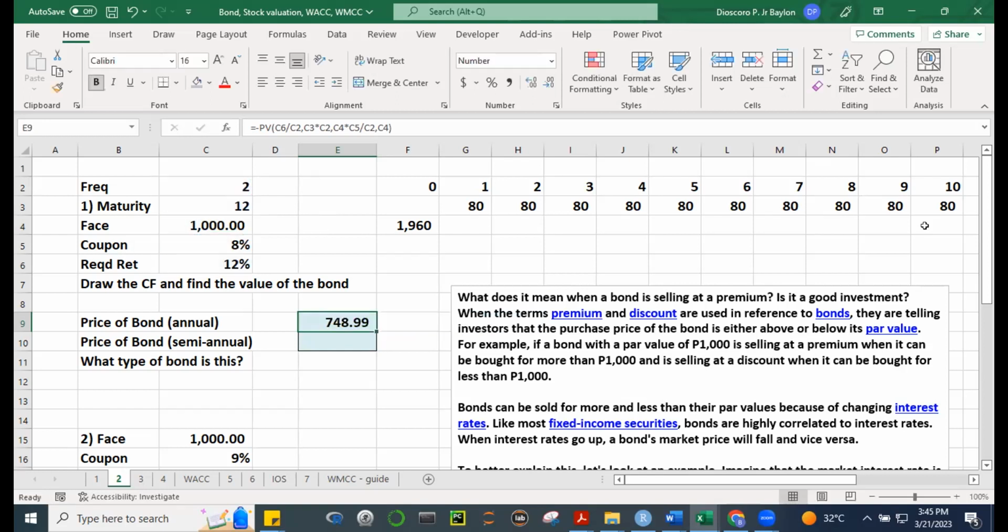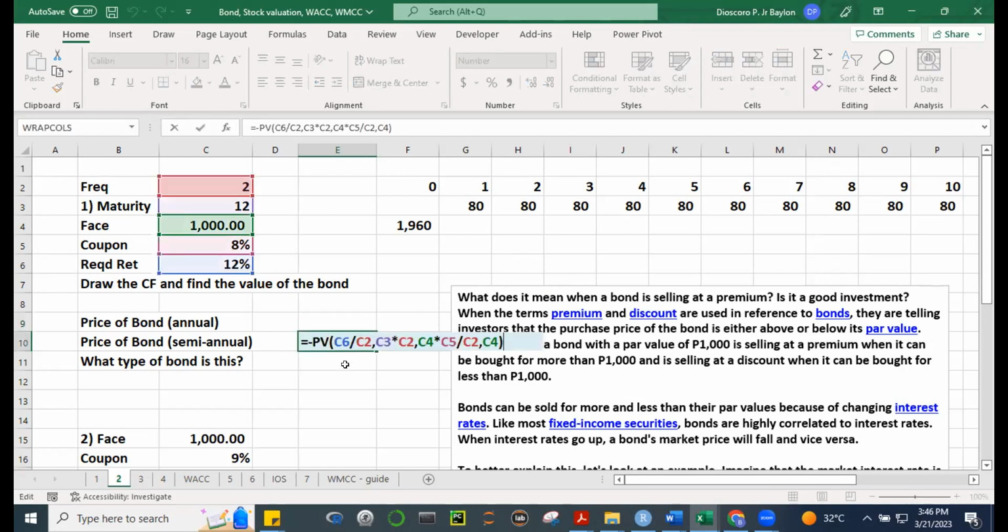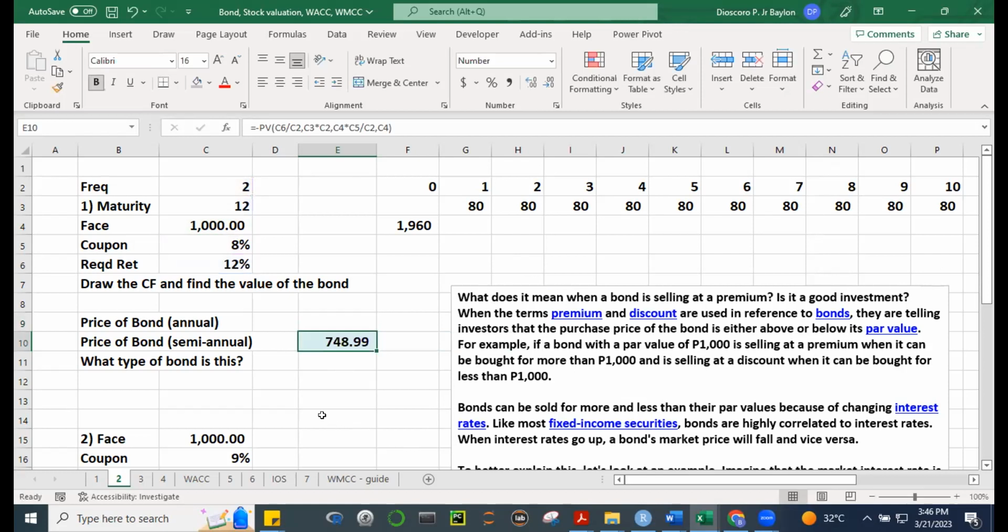So this gave me 748.99. What's the other one, class? 752.23. So there is a difference because one of them is semi-annual. Is this correct, class? Yes, sir. Okay. All right.